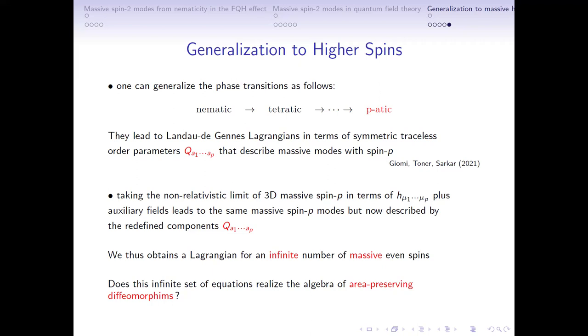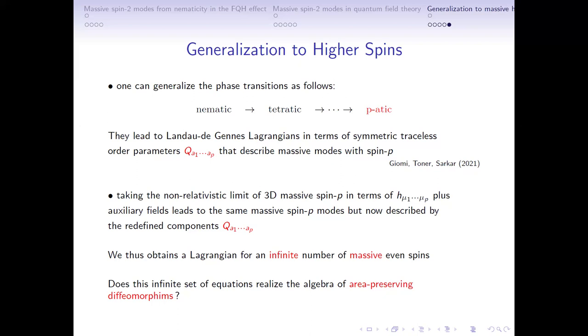The only thing, I must say, that I do not understand: I started my story nicely with this symmetry principle, area preserving diffeomorphisms, and it led to the GMP algebra, led to high spins, all very nice. Now I have all the high spins. I can imagine you ask the question, where are now the area preserving diffeomorphisms, how are they realized? And this is something I do not yet understand, but this is after all work in progress.